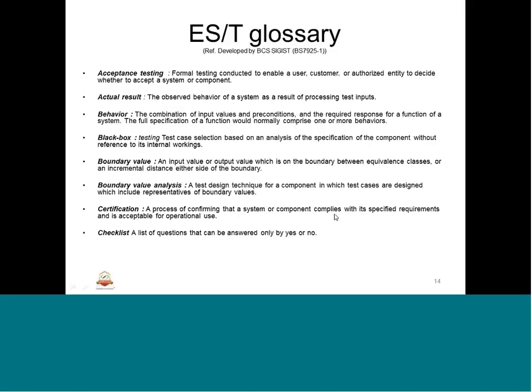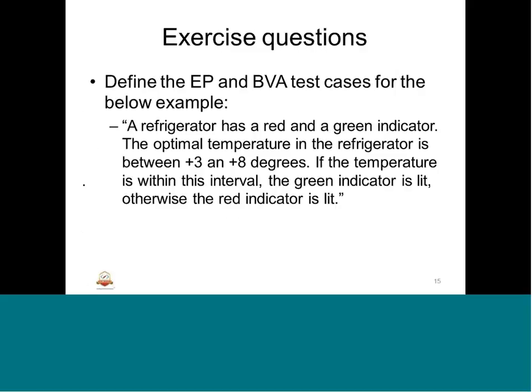Certification: a process of confirming that a system or component complies with specified requirements and is acceptable for operational use. So this is an IV&V responsibility. We will talk about certification in future classes. A checklist is a list of questions that can be answered yes or no. This is basically used by the support people for doing the IV&V, independent verification and validation. Mostly this will be done as a toll gate before the product is tested and released, mostly by a department such as QA.